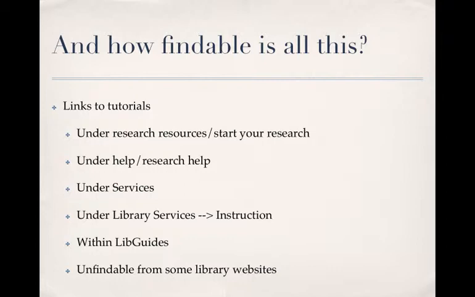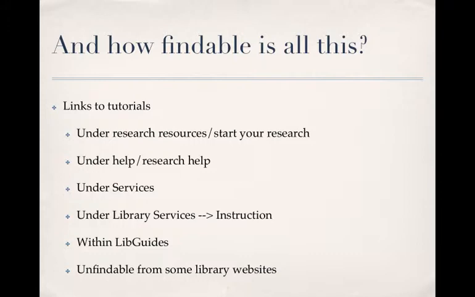And I looked at a bunch of university library websites to figure out where they put their tutorials, and sometimes they're just so unintuitive, and they're usually multiple clicks away. So research resources and then start your research, fairly intuitive, but it's 2 clicks. Again, help and research help, intuitive, but still more clicks. Under services, I think that makes no sense. How about under library services and then instruction? That is really completely unintuitive and basically based on our org chart more than any sort of task-focused architecture.